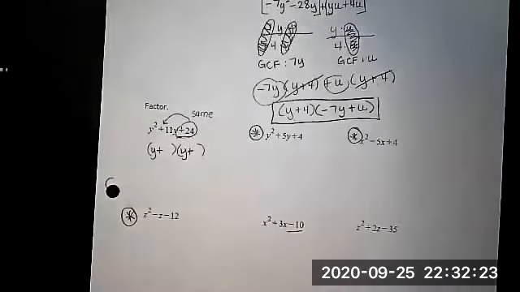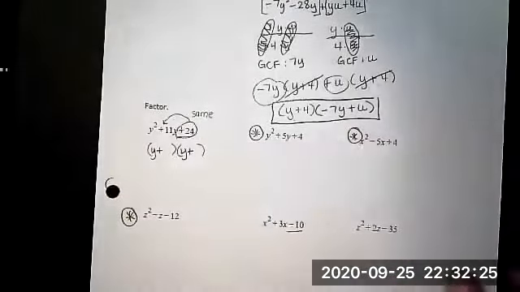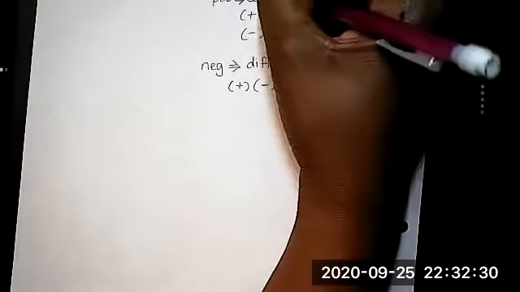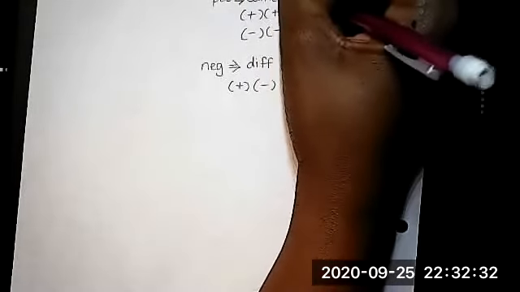So what are the factors of 24? Because I said same, okay? Same is also adding to get the middle number.